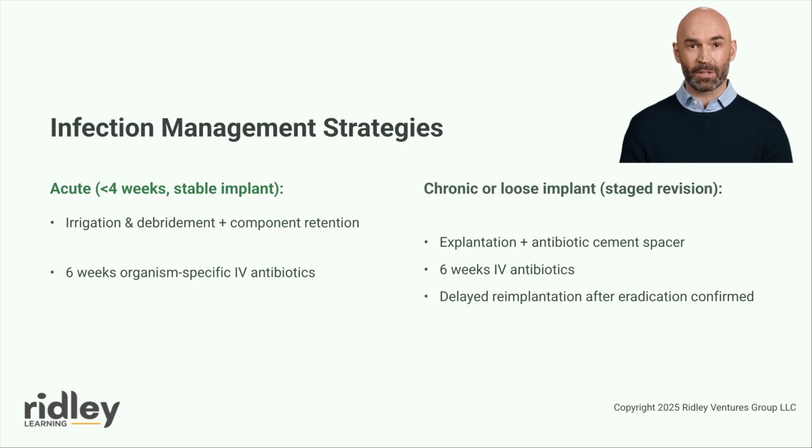Management of a first-time dislocation typically consists of closed reduction followed by a period of immobilization for 3 to 6 weeks and gradual resumption of range of motion and strengthening with avoidance of positions that predispose to recurrent instability. Recurrent dislocation is an indication for revision surgery, with options including soft tissue repair or reconstruction to restore capsular tension, component revision to optimize version and offset, or conversion to alternative implant designs with enhanced constraint.